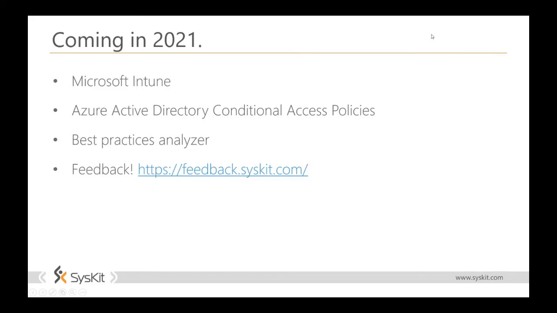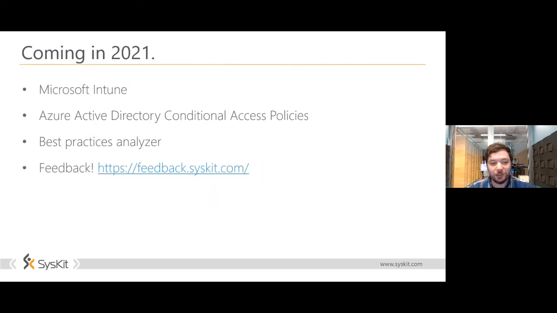So this is what we currently have in our application, and this is a fairly new application in our toolbelt. It's been around since April of this year, so we are building it as we go. The things that we envision for 2021 are inclusion of Microsoft Intune, and also Azure Active Directory conditional access policies, and just in general expanding on Azure Active Directory properties.